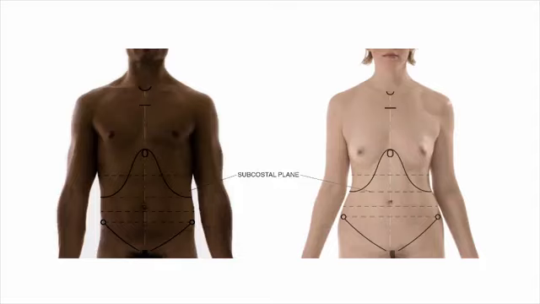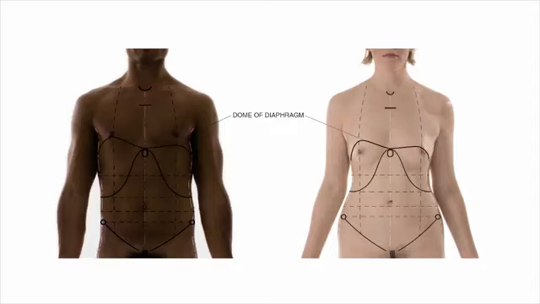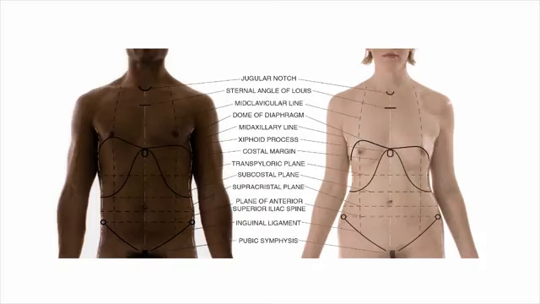We also indicate the subcostal plane across the inferior margin of the ribs. We show the midclavicular line. We see it passing approximately through the nipples. And we show the mid-axillary line. We see the dome of the diaphragm here. We note that on the right side, the dome is more superior than on the left. We now summarize the structures which we've identified at this point.